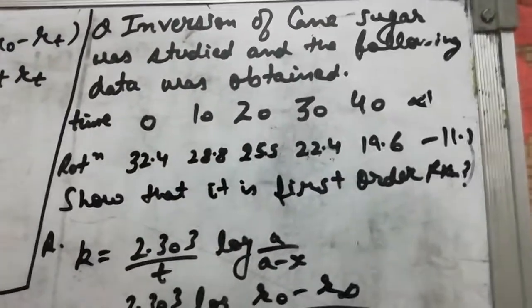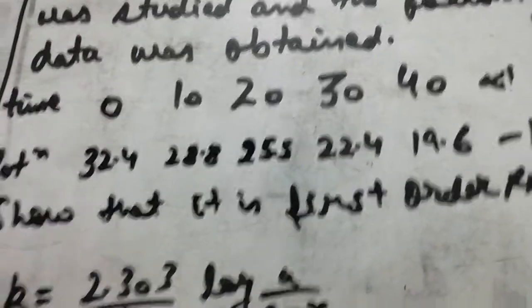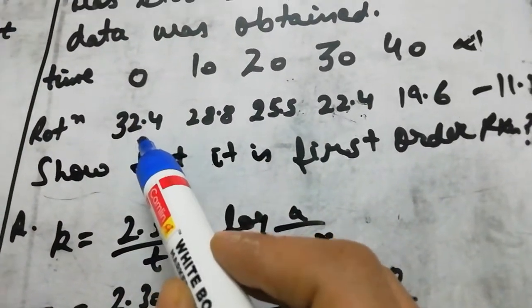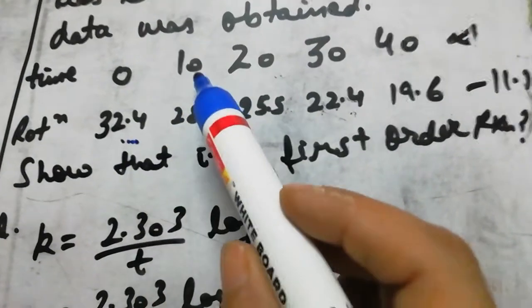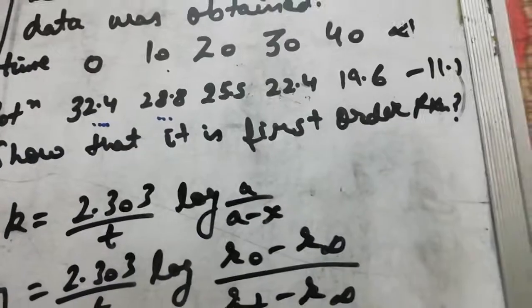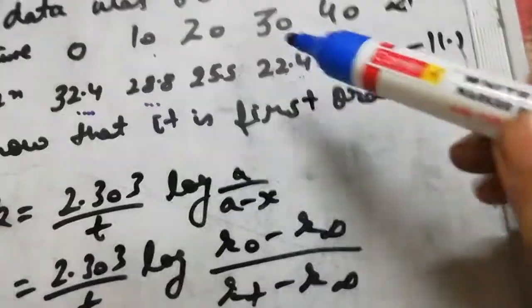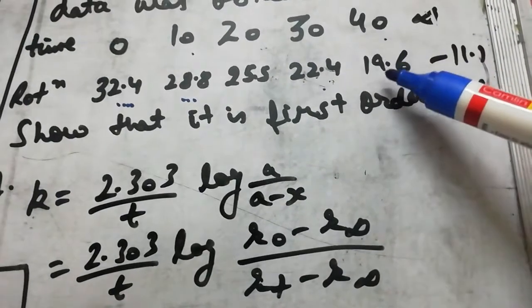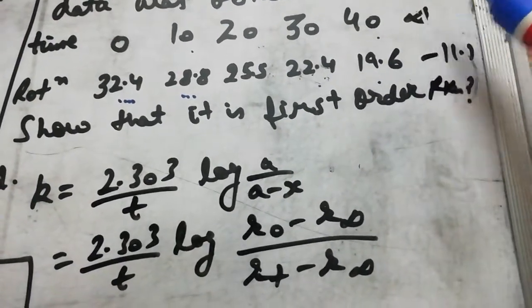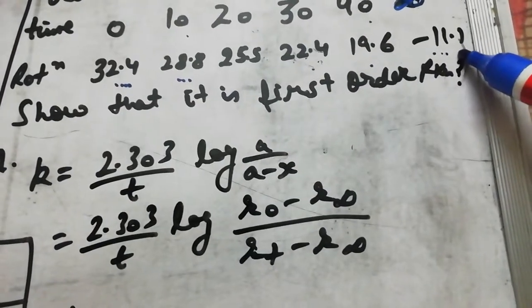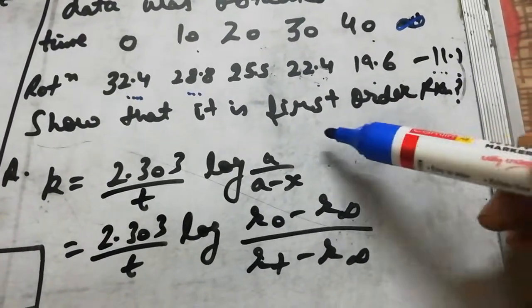That inversion of cane sugar was studied and the following data was obtained. At time t is equal to 0, rotation of the mixture was 32.4 degrees. At 10 seconds, rotation was 28.8. At 20 seconds, the rotation was 25.5. At 30 seconds, the rotation is 22.4. At 40 seconds, the rotation is 19.6. And at infinite times, the rotation was 11.1 degrees. So show that the reaction is of first order.